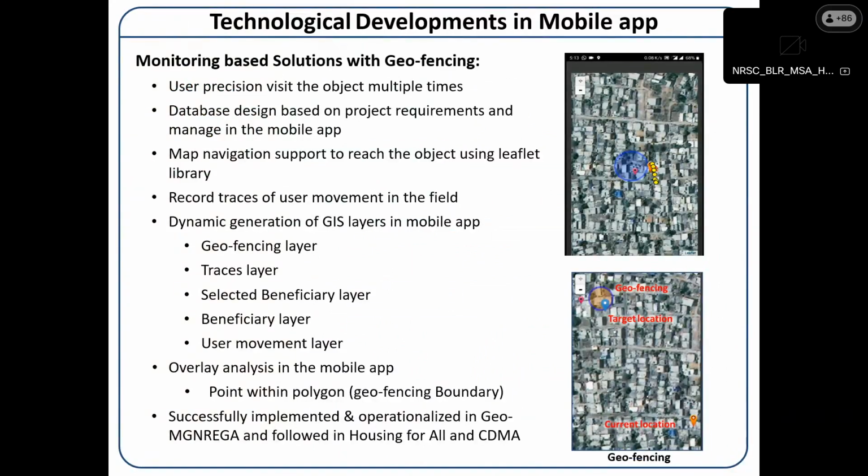If you see here, we have used geofencing. We are dynamically generating a GIS layer in the Android mobile, where a geofencing layer, traces layer, and beneficiary layer have all been generated, and overlay analysis operations have been carried out, and then we can generate the alert system in real time.